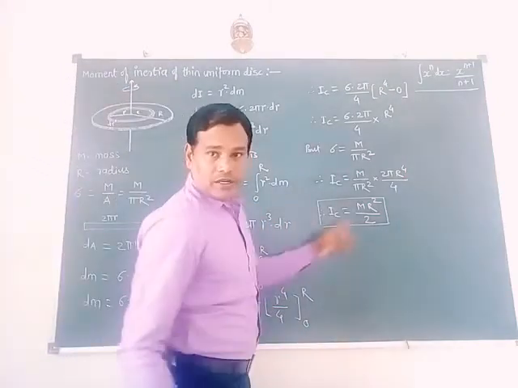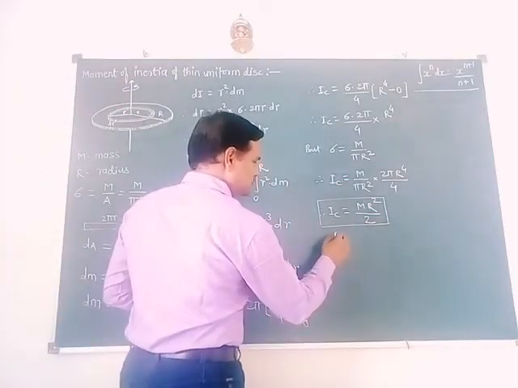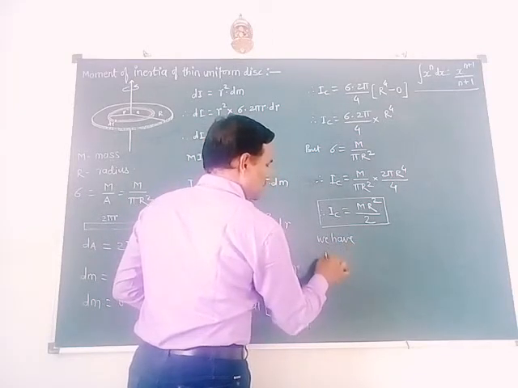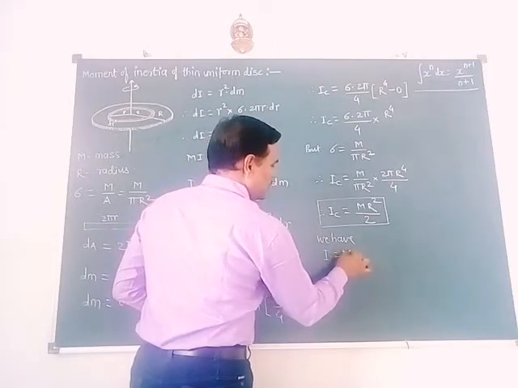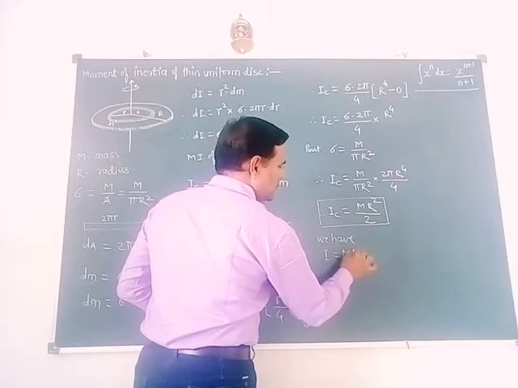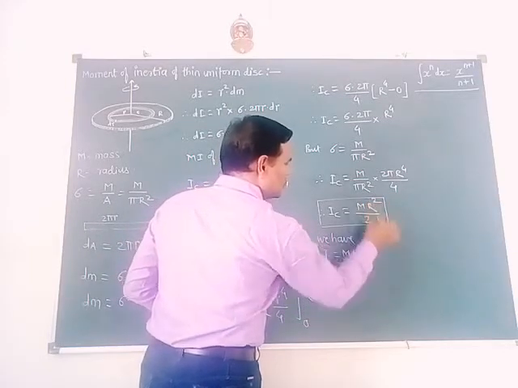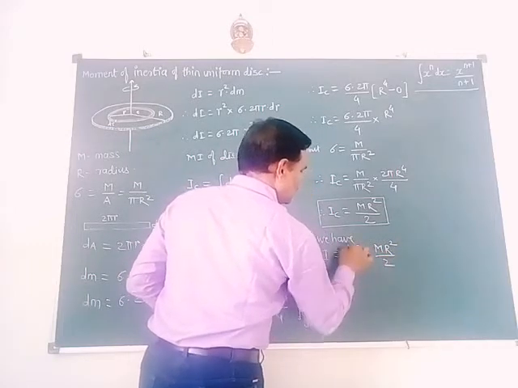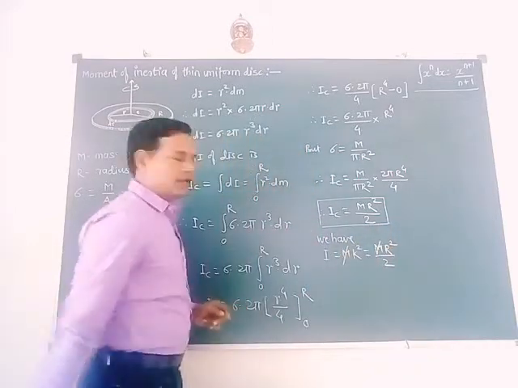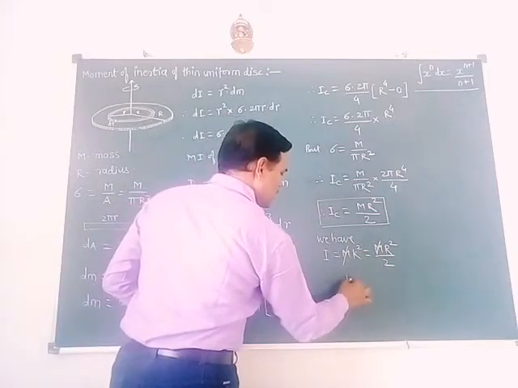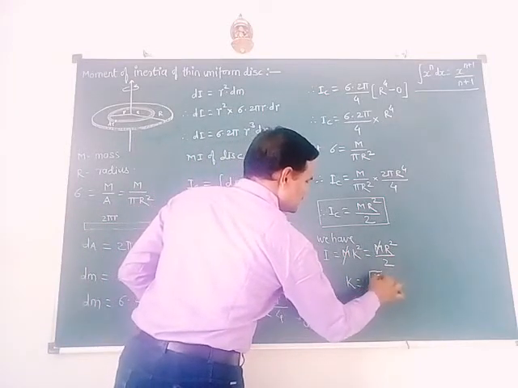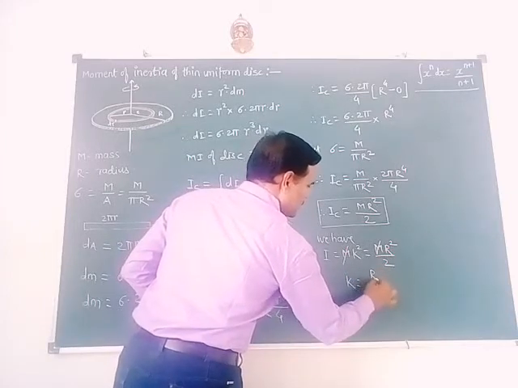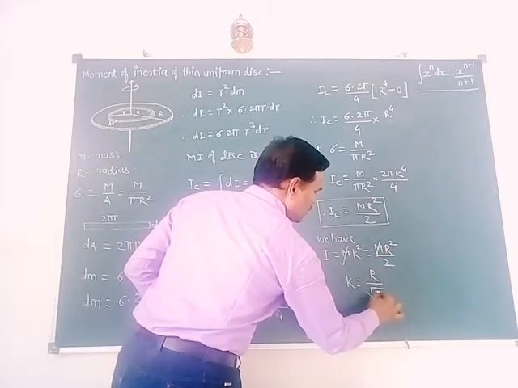Also, we can find the radius of gyration. We have I equal to M K square, equal to capital M capital R square by 2. This M, M gets cancelled. So what is K? K can be written as square root of capital R square by 2, that is, capital R by root 2.